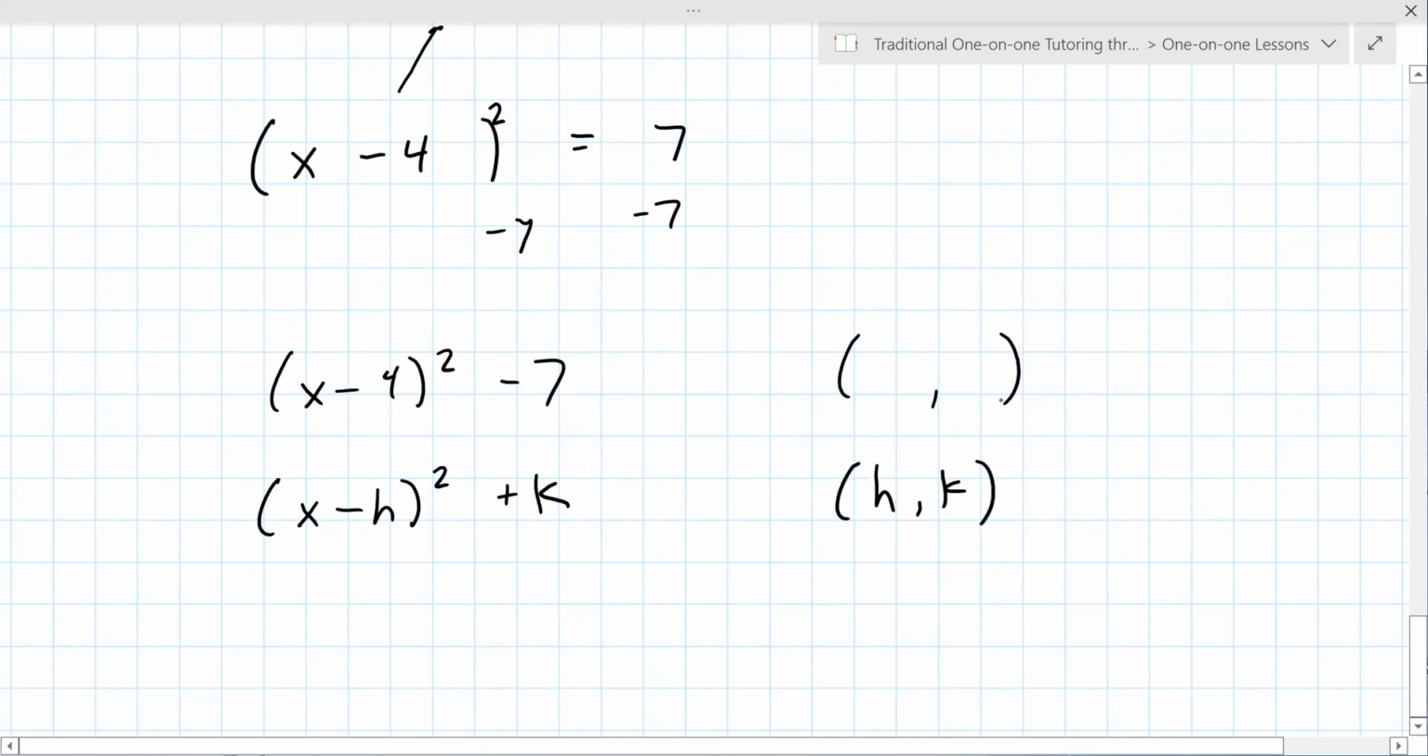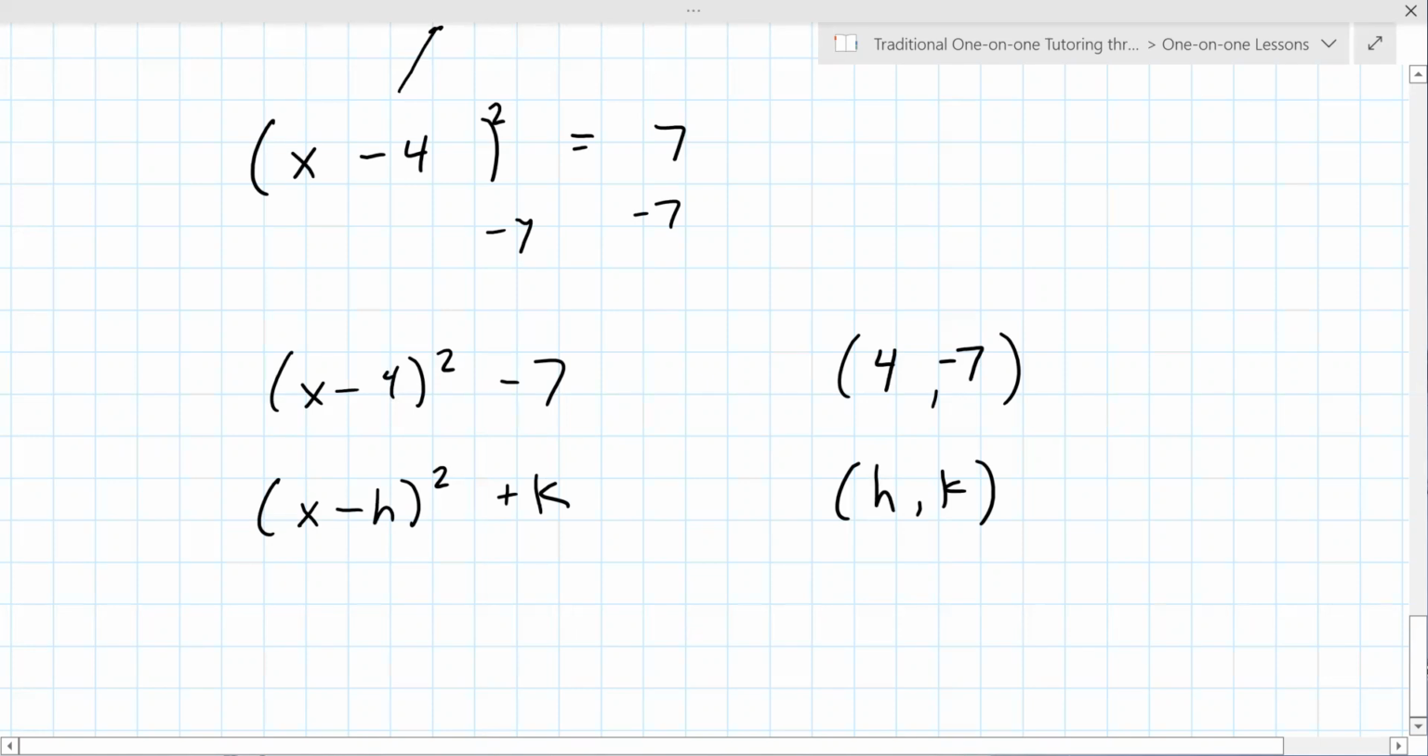The value of k, what's that? This is the vertex. Okay, let me give it to you from this problem. So the vertex for the one you just did is 4, -7. So the k value is just the number there. The h value, if it's subtracting on the inside, it's that number. If it's adding, it's the negative of that number. All right.